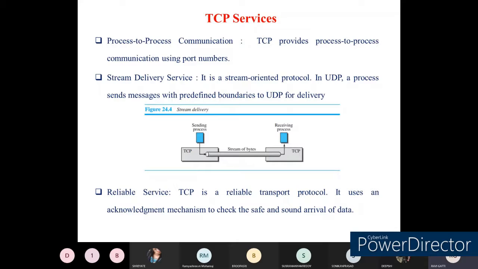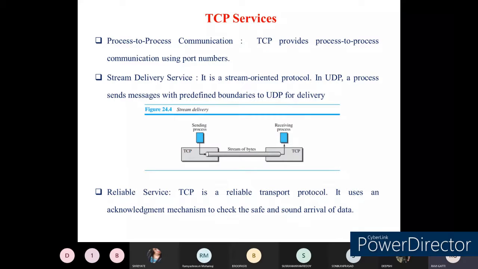The next one, it provides services by using stream delivery of packets. What do we mean by stream delivery of packets? If you have a larger size of data, it is not possible for us to handle it in a single transmission unit, so we do fragmentation. When we do fragmentation, it is necessary to reassemble the fragmented pieces so that we get the original data at the destination site.